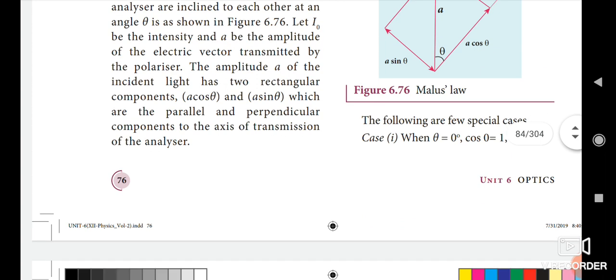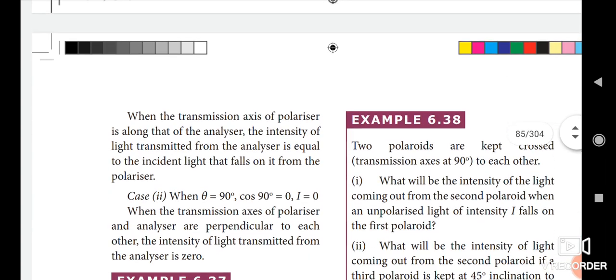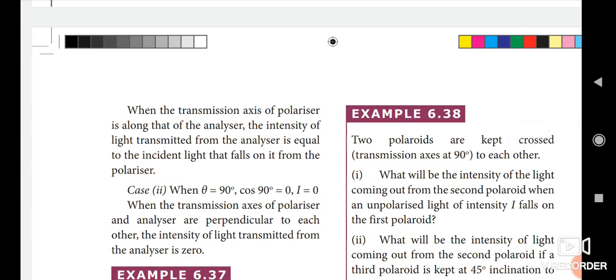Next, it consists of two cases. In the first case, the theta value is 0. If theta is 0, what is the value of cos 0? It is 1. So the intensity equals the maximum intensity I naught, I equals I naught. Here the intensity of the analyzer light and the incident light are both equal.